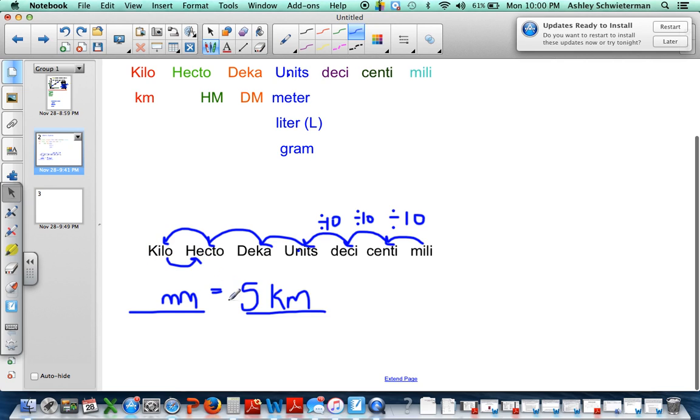But if you're going from a larger unit, so you're going from 5 kilometers to get to a smaller unit, you actually are going to be multiplying by 10. So if I had $5 and I'm making it into dimes, there's going to be more dimes than there are dollar bills. However, it's still the same amount of money. It takes more of a smaller unit to equal that larger unit.